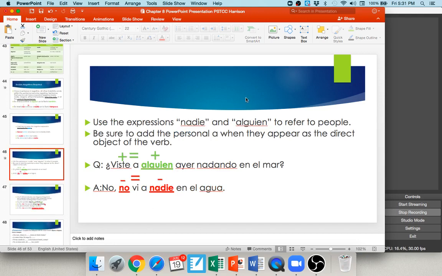Another example with alguien and nadie. Remember, find your verb in the sentence. ¿Viste a alguien ayer nadando en el mar? Did you see someone swimming in the ocean yesterday? Well, did you see? That's positive. It's not saying you didn't see. There's no no in there. So did you see anyone? ¿Viste a alguien? And the person answers and says, no, I didn't see anyone. So in this case, I didn't see, that is negative. So I didn't see, vi, my verb, there's an equal sign, there's a no in front of it. So instead of saying I didn't see anyone, which is how we would translate this in English, I didn't see no one. I'm going to use nadie.